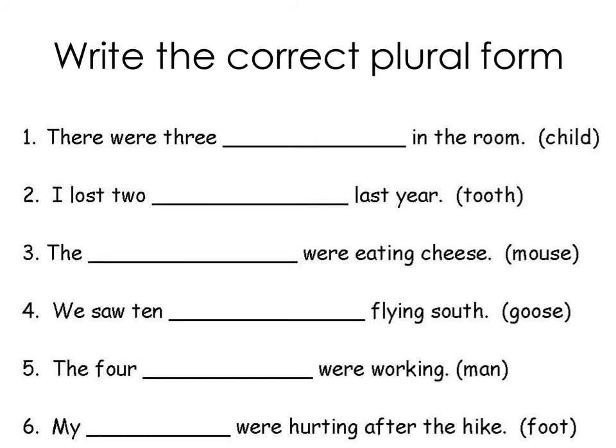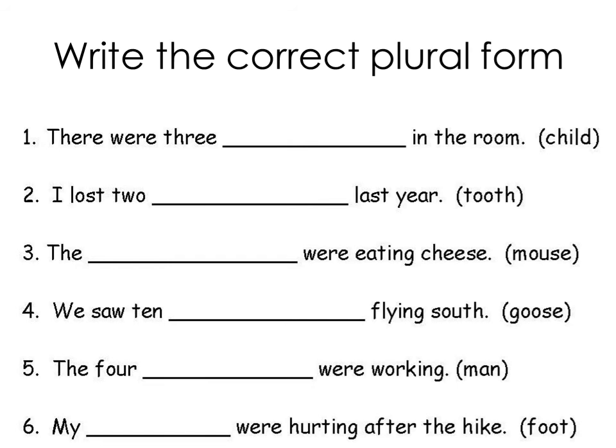And now, to check your knowledge about the plural form of irregular nouns, we have this activity. Just get your notebook and then write 1, 2, 3, 4, 5, 6. And then we need to change the nouns inside the parentheses and make them into plural form to complete the sentence. So number 1, there were 3 blank in the room. And the noun is child. Number 2, I lost 2 blank last year. And the noun that we need to change into plural form is tooth.